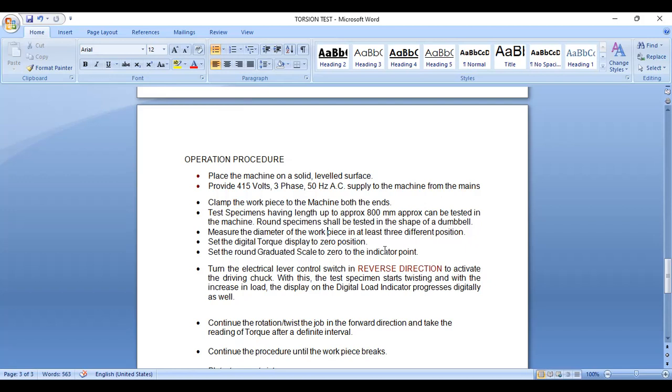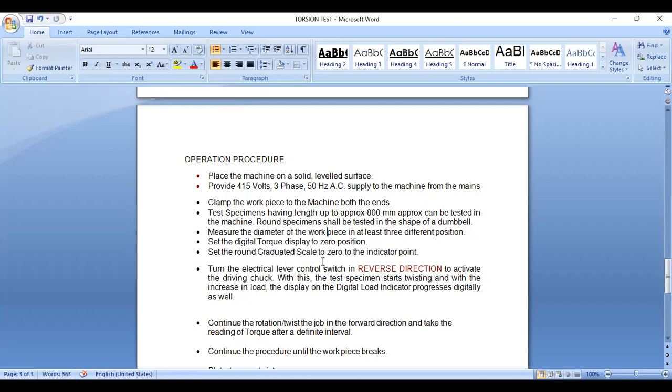Set the digital torque display to 0 position, first of all, and we have to check the length. So set the digital display to 0 position, set the graduated scale to 0 at the indicated point, and actuate the indicator by pushing the valve, which keeps the final reading fixed. It will not go back to 0 position, which will help us to record the readings.